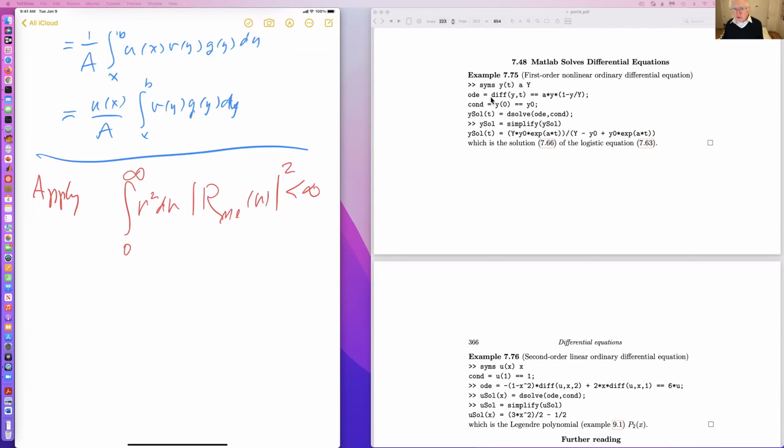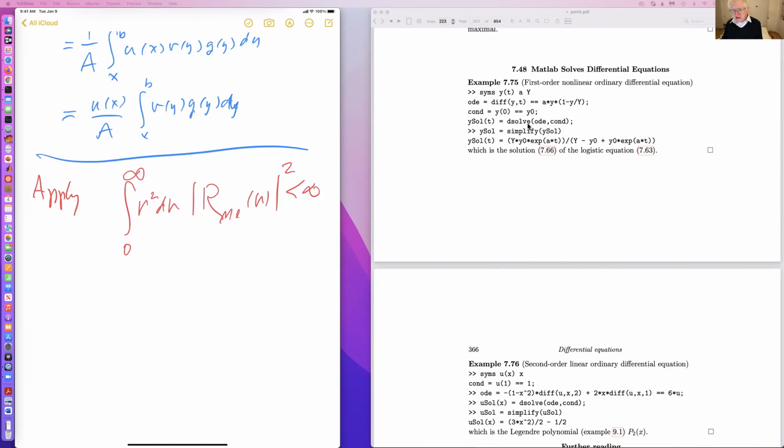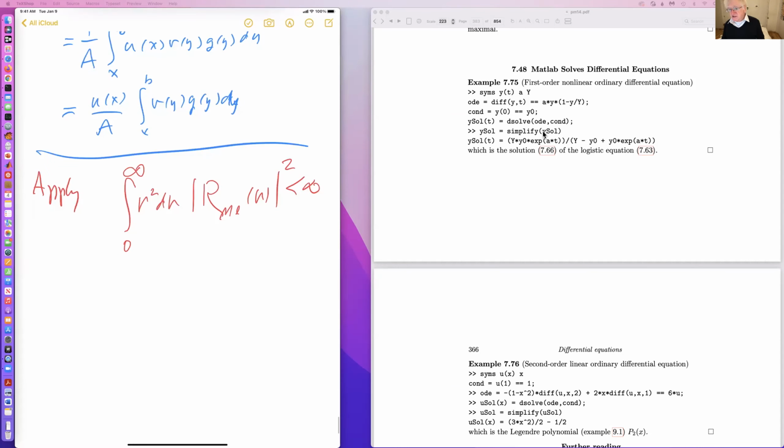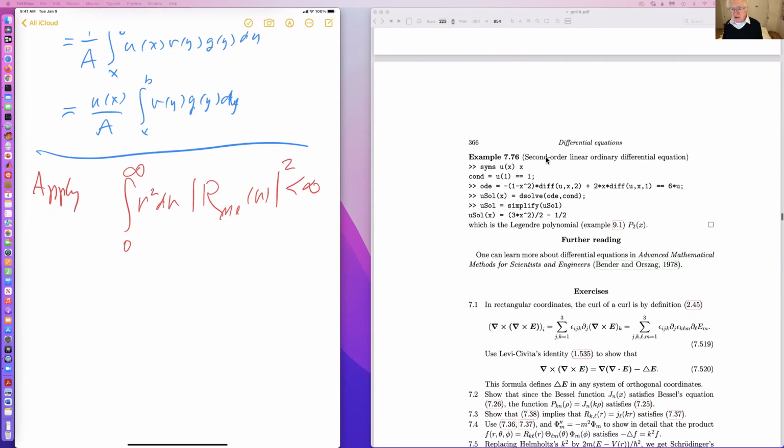And so then you say the ODE equals, and in this case, I chose the logistic equation. Diff y is ay times (1 minus y over big Y). I added a condition y of 0 equals y0. And then I say ysol of t is dsolve of ODE and the condition. And then I say ysol is simplify ysol so that it simplifies the expression. And indeed, what we get is the solution we had for the logistic equation.